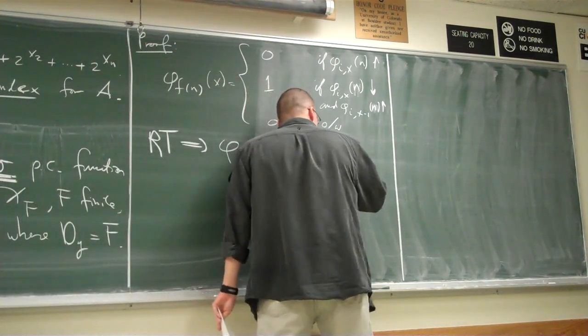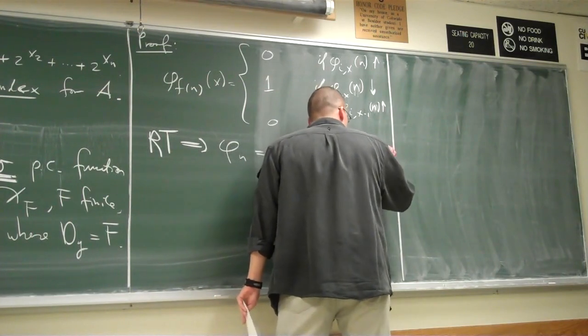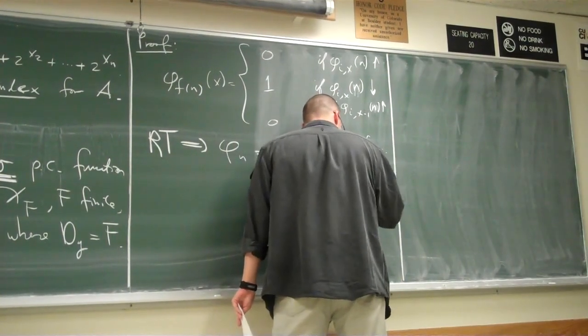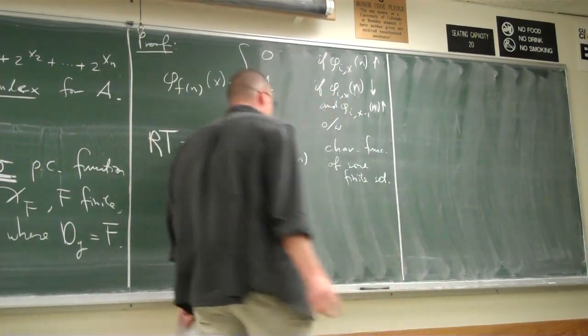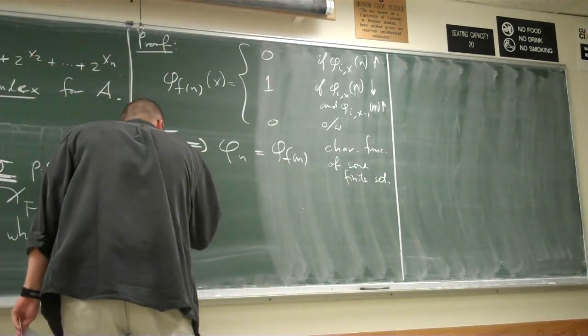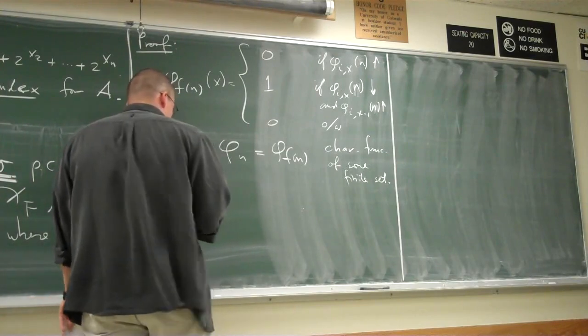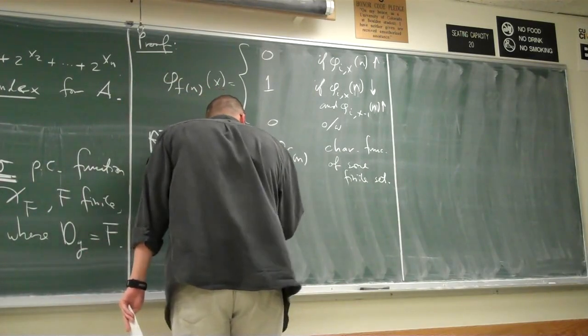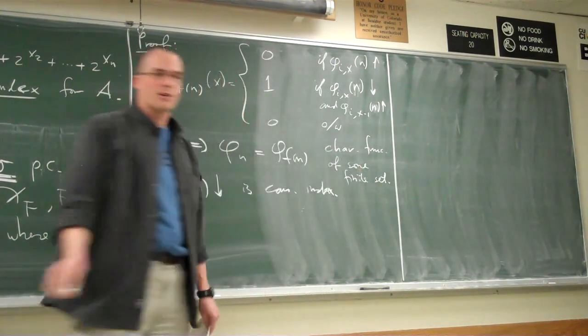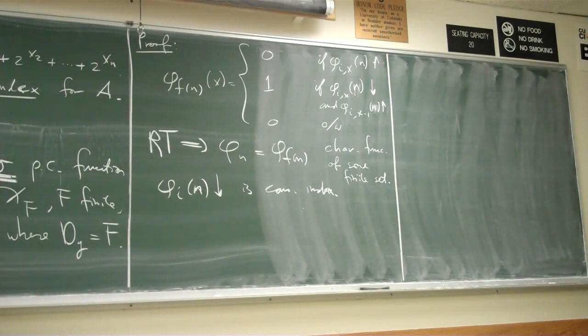So this here is the characteristic function of some finite set, and because it is the characteristic function of some finite set, we know that phi I of n converges. N is its canonical index. Right? We assume such a phi I exists. Phi I always converges on indices of finite sets.